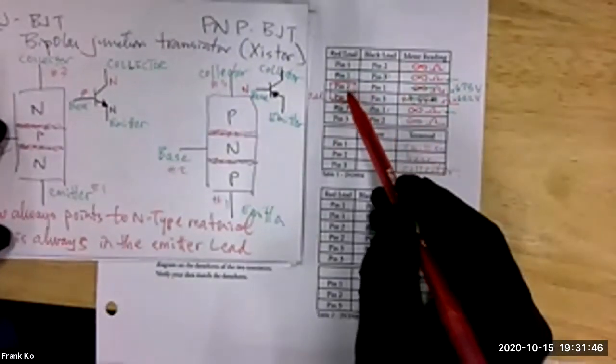And the way that you can tell is in your forward bias portion of your data. Forward biasing occurs in row 2 and row 3 because you've got some values. So take a look at where the red probe is connected. The red probe is connected to pin 2, and the black probe is connected to pin 1.